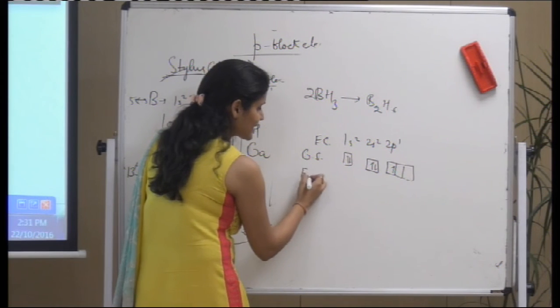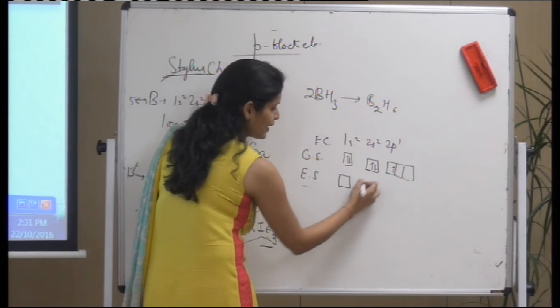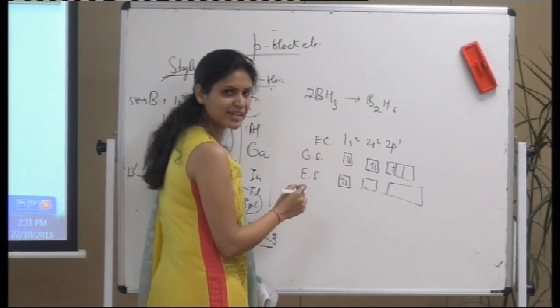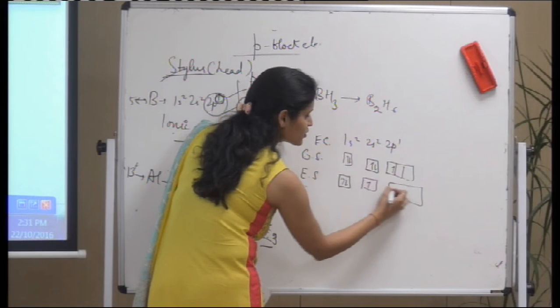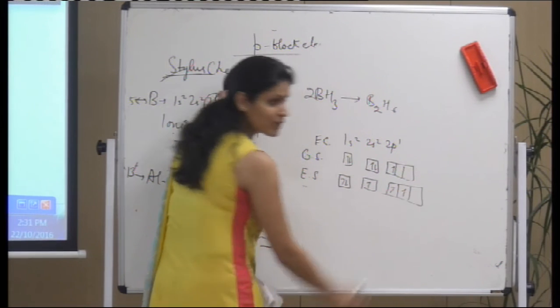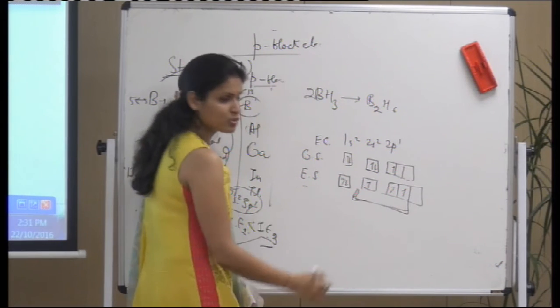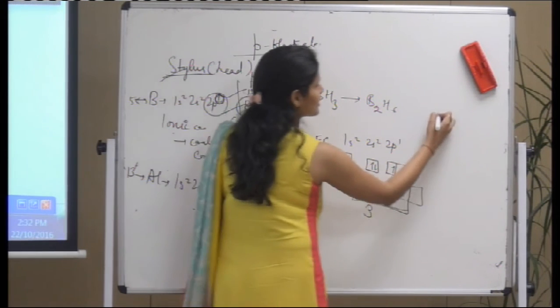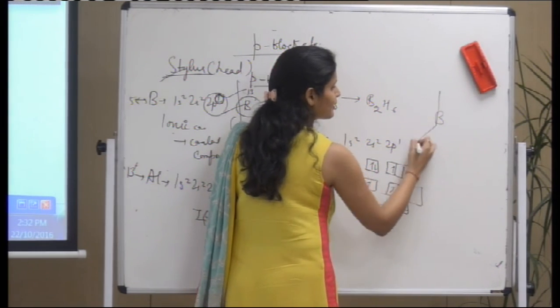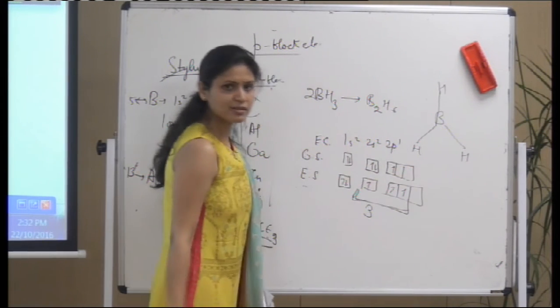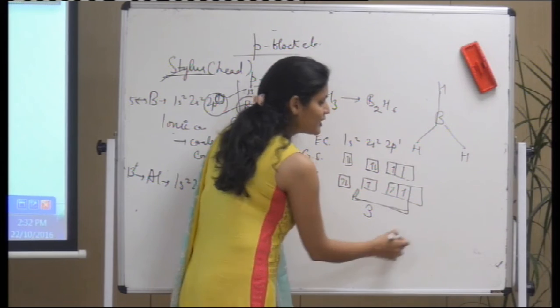If I excite this atom, 1s2 will remain intact. Only a 2s2 electron would go this way. That means maximum how many bonds can it form? 3. That means it can form 3 bonds like this. It would be in the trigonal planar configuration, right? But what about the unsatisfied valency?